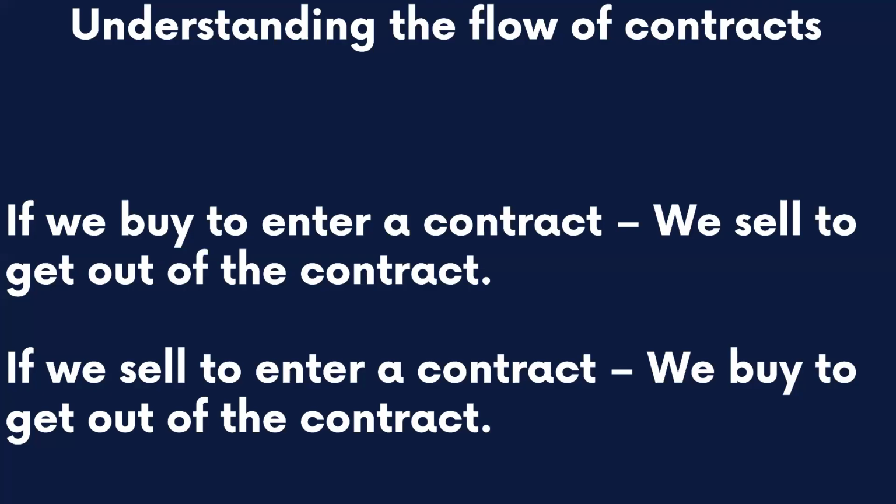Is that clear? The hardest part to think about is if I sell that contract first, that means I agree to deliver that commodity to somebody. If the price goes down and I can buy that contract back cheaper, then when I buy it, it gets me out of the contract.